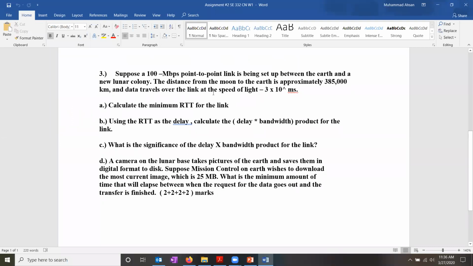The data travels over the link at the speed of light, which is 3 into 10 raised to the power 8. 8 was missing. Let me correct it. Add 8 in this. The speed of light is 3 into 10 raised to the power 8 meters per second.